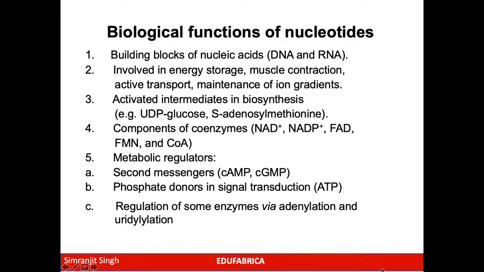And they are activated intermediates in biosynthesis, that is UDP-glucose and S-adenosylmethionine. They are components of coenzymes, that is NAD+, FAD, FMN, coenzyme A. And they are metabolic regulators, that is second messengers, cAMP, cGMP, and phosphate donors in signal transduction, this is ATP, and regulation of some enzymes via adenylylation and uridylylation.